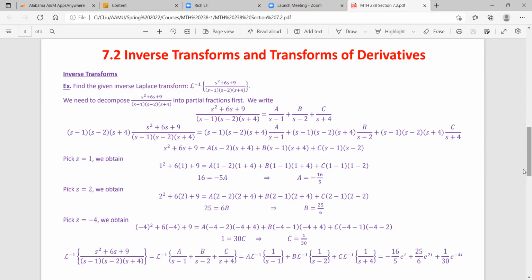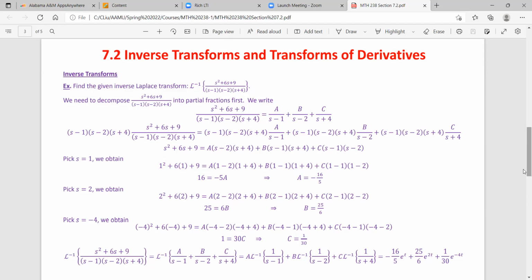On the left side, you get 2 squared plus 6 times 2 plus 9. So that's 4 plus 12 plus 9, which is 25. Okay, then you just divide by 6 on both sides. You get b equals 25 over 6.